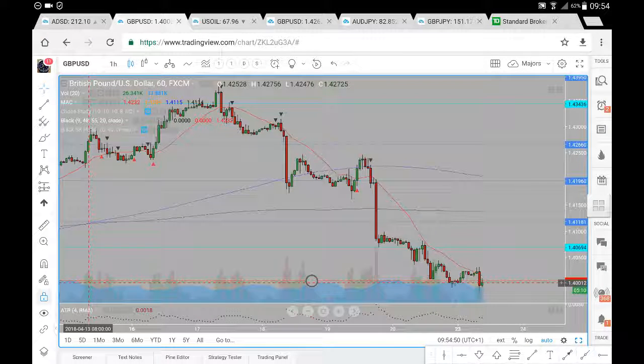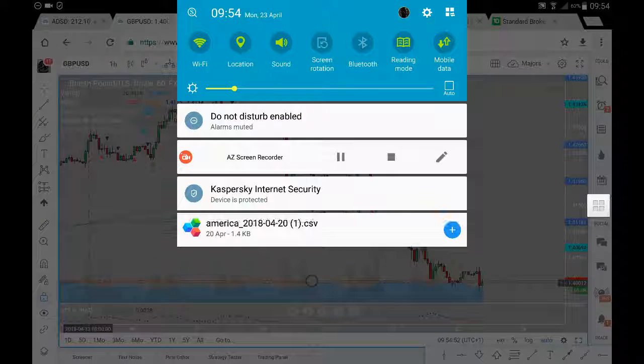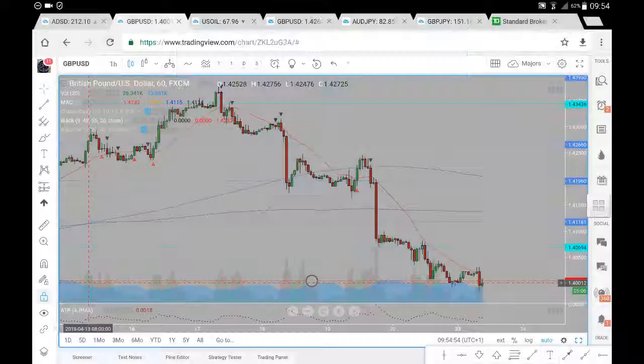So this is a pound dollar analysis for Monday, April 23rd. Now, let's just have a look at the prices and where prices may likely go.